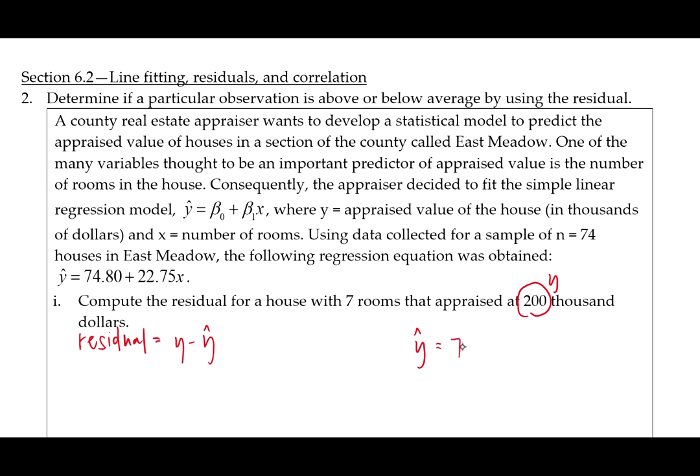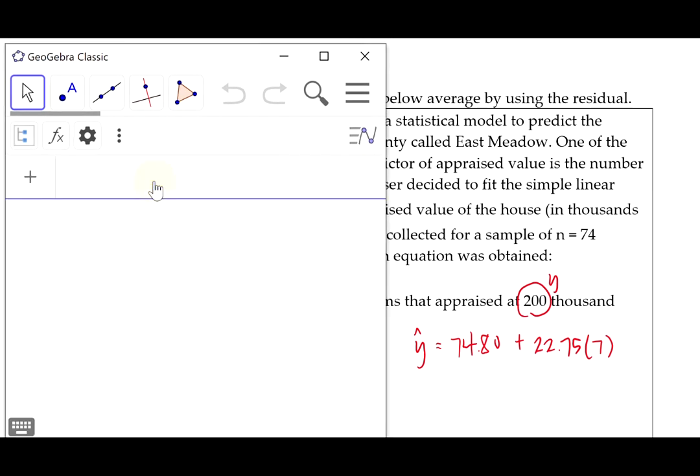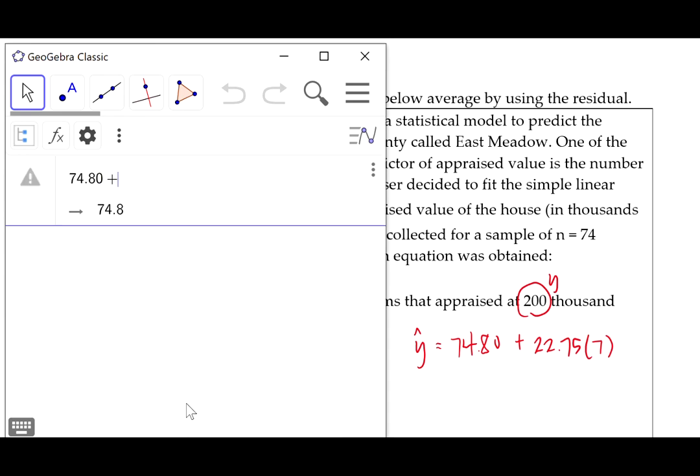So we're going to use the regression equation, 74.80 plus 22.75, and now we'll plug in the given value for x. The number of rooms in the house is the x value. So we need to compute this. We can do this in GeoGebra. Let me move the screen over. And let's enter 74.80 plus 22.75 times 7, and that gives us 234.05.